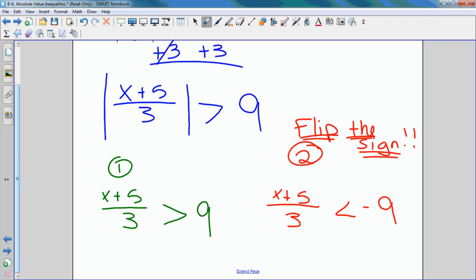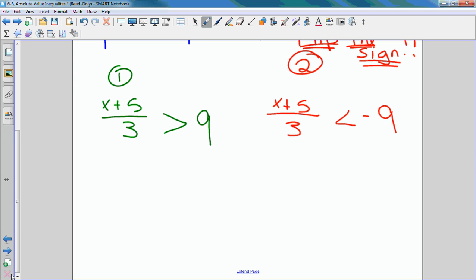Does everybody see how I flip the sign? Please, if you don't remember anything today, remember that. The second case, you have to flip the sign, or make the whole one side negative. And then when you divide by -1, flip the sign. Okay? And then solve each inequality.